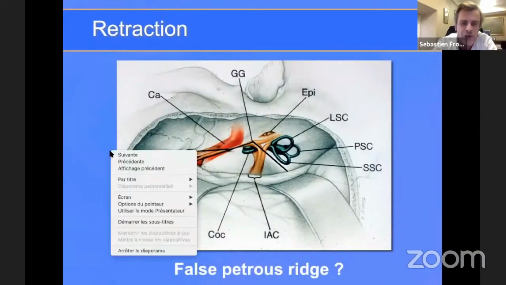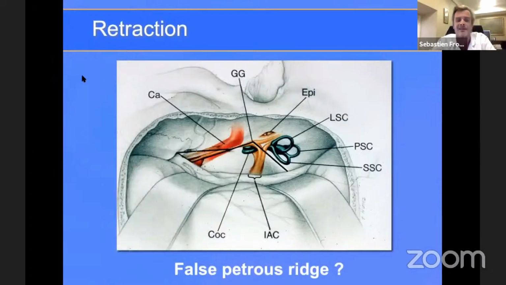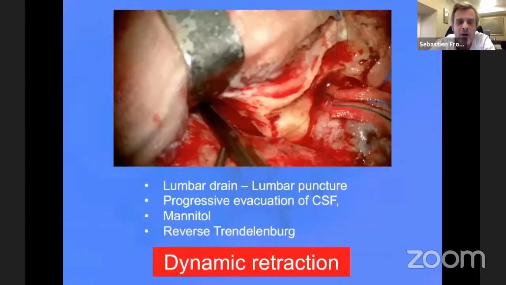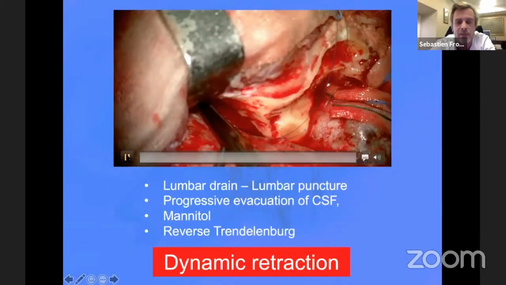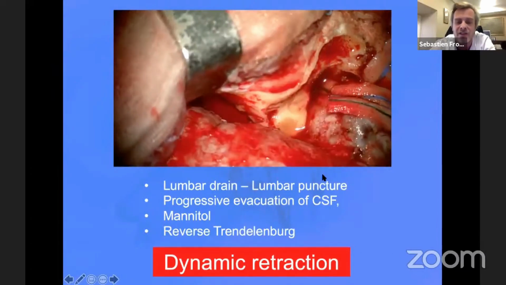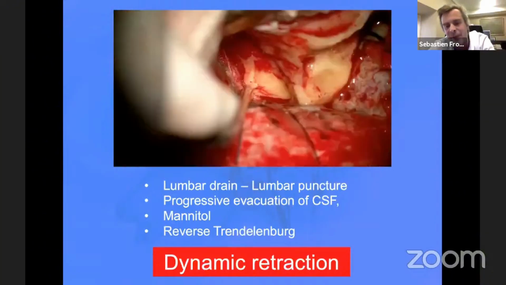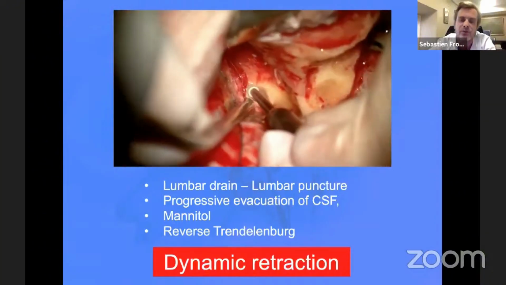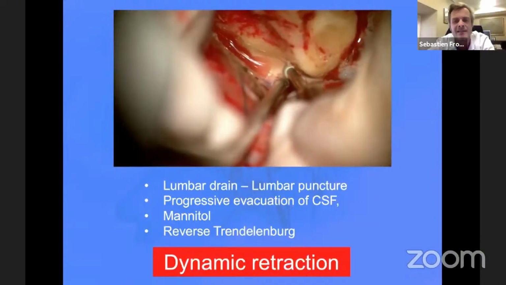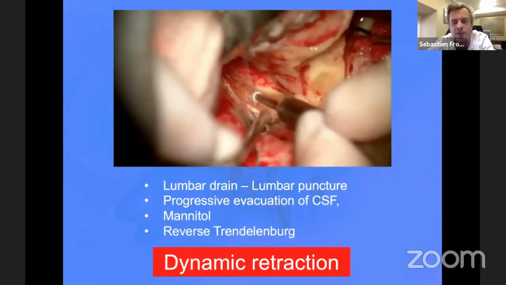Retraction is an important issue. How to retract? At the beginning, I was using a retractor like this. I stuck the retractor behind the petrous ridge. I have to say that now I am not using a retractor anymore. I am using stitches on the dura and I use dynamic retraction. I think it's better, it's safer for the brain. And in fact, you don't really need those retractors.